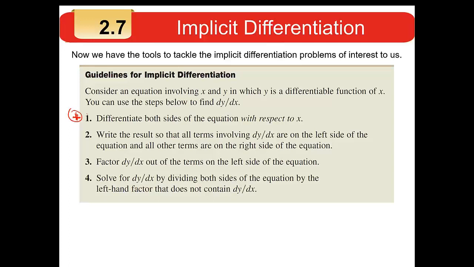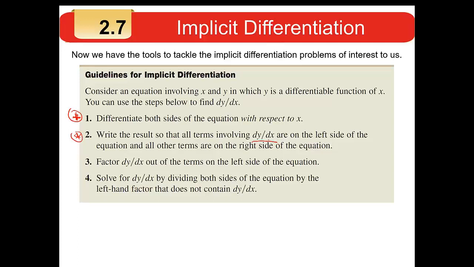Now once you do that, you're going to have one or more terms involving that dy over dx, or y prime if you'd rather write it that way, on one side of the equation, and it may be mixed up with things that don't have dy over dx in it. So what you want to do is isolate all the terms in the equation that have a dy over dx or a y prime in them. Leave those on one side, and any terms that don't have a y prime or a dy over dx in it get moved to the other side.